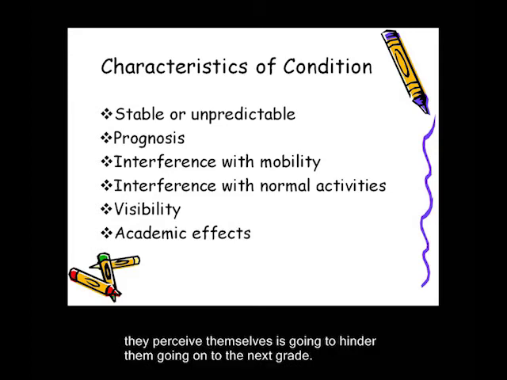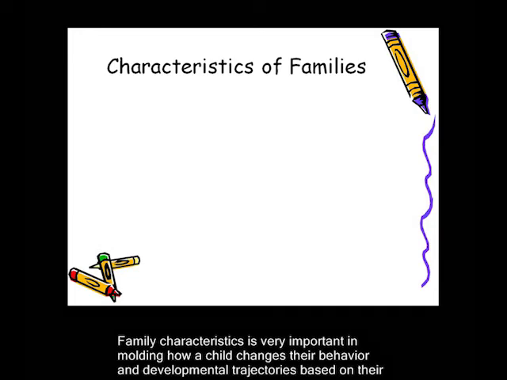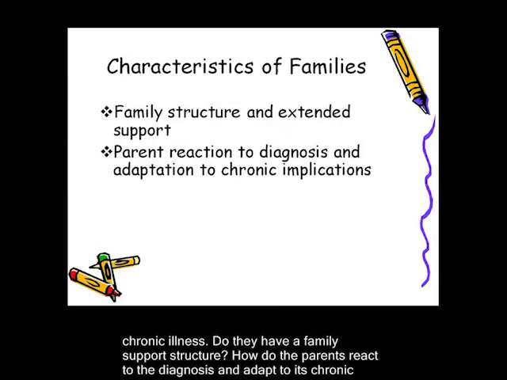Is it going to hinder their moving on to the next grade? Family characteristics are also important in molding how a child changes their behavior, their developmental trajectories based on their chronic illness. Do they have a family support structure? How do the parents react to a diagnosis and adapt to its chronic implications?